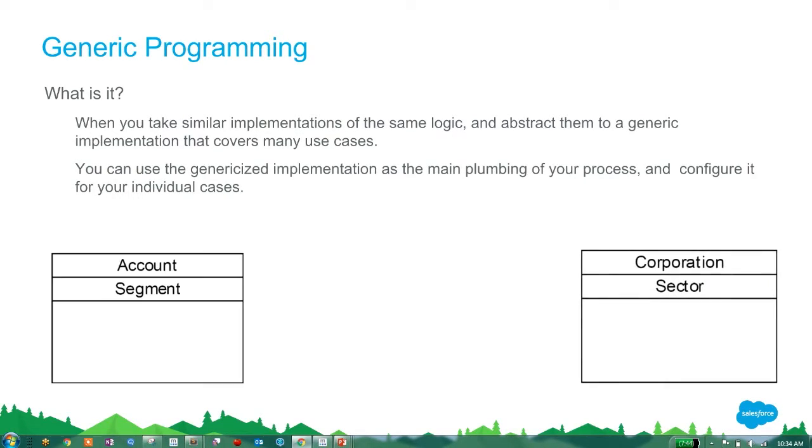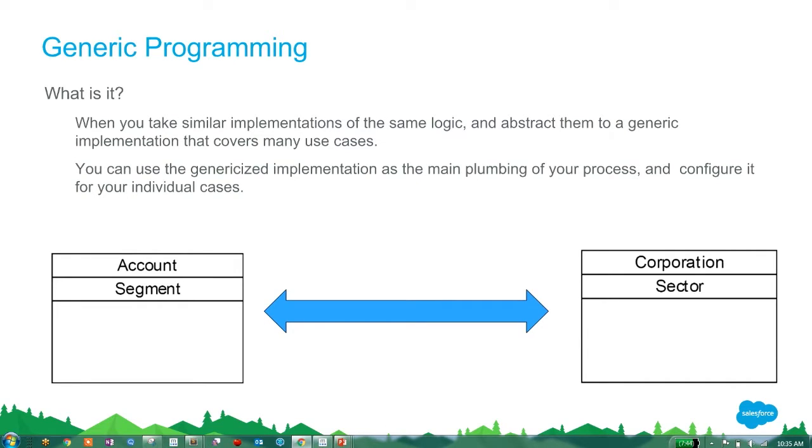So what's an example? Let's take a case of a bidirectional data sync. Suppose you have an object in Salesforce called Account with a field called Segment, right? And then another database with a table called Corporation and a field called Sector. Okay? We have a bidirectional data sync between the two different tables and the two different databases where we're transforming the data in almost a similar way.